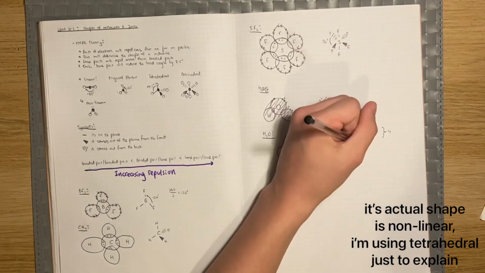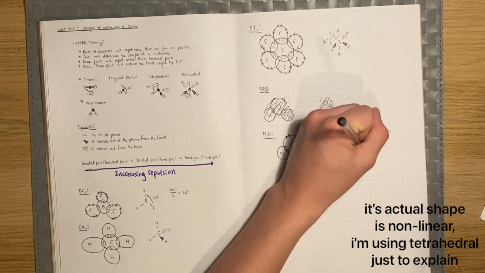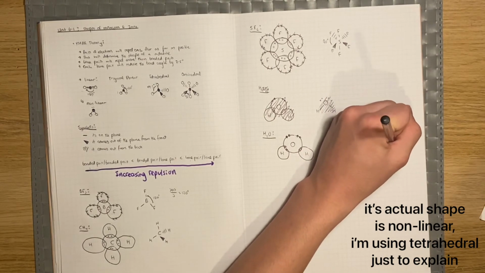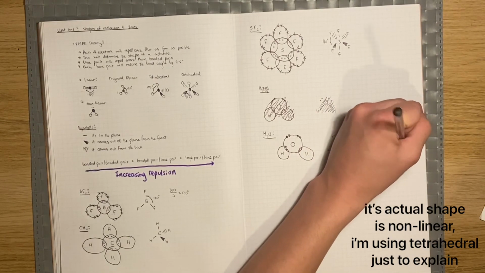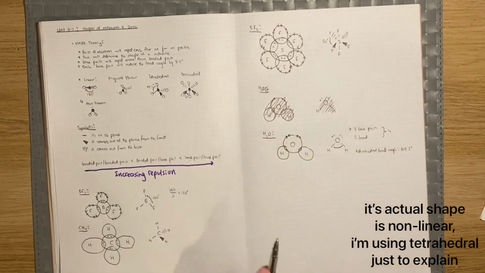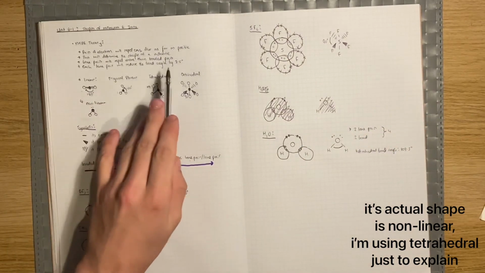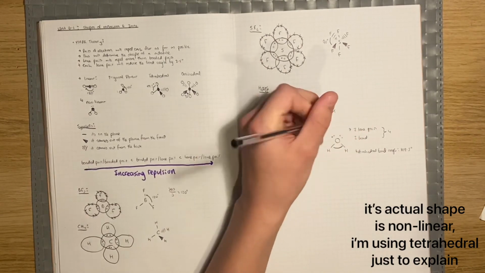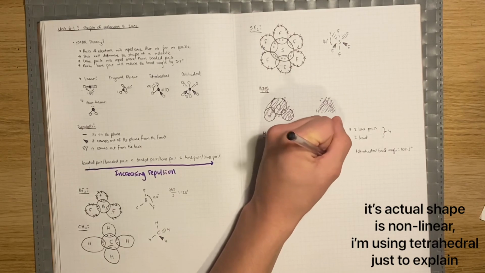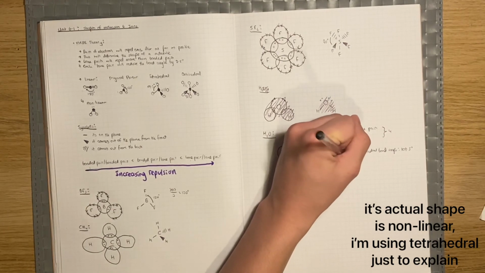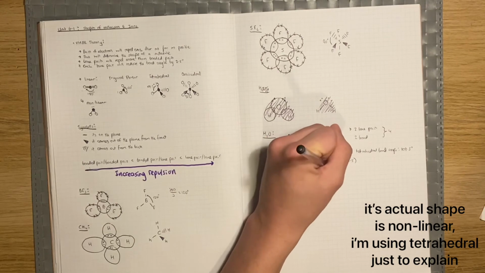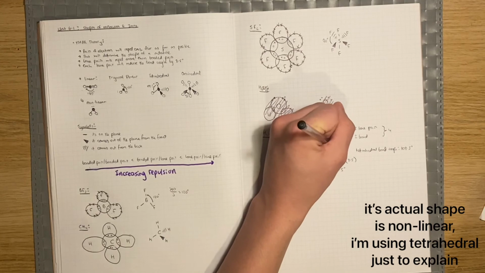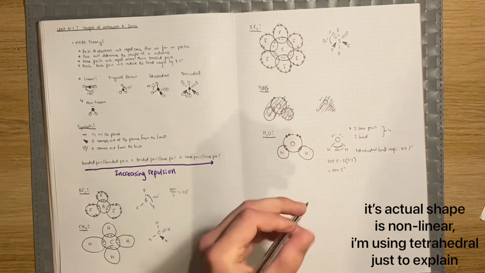And we know that a tetrahedral bond angle is going to be 109.5 degrees. And we also know that each lone pair will reduce the bond angle by 2.5. And we see that there's 2 lone pairs. So we can say that the bond angle is going to be 109.5 take away 2 times 2.5. And obviously that's going to give us 104.5 degrees. So this bond angle will be 104.5 degrees.